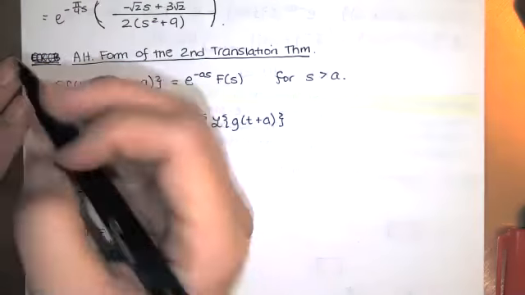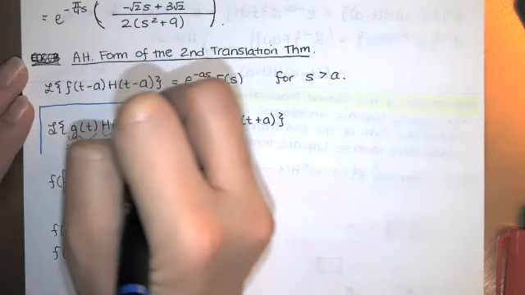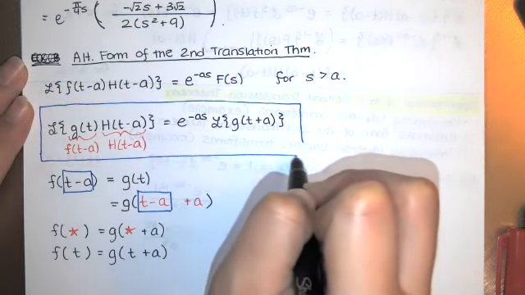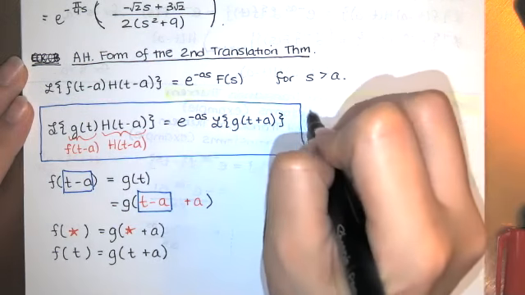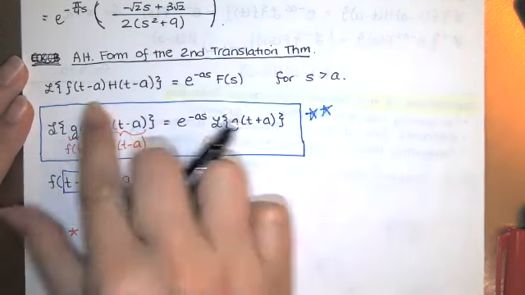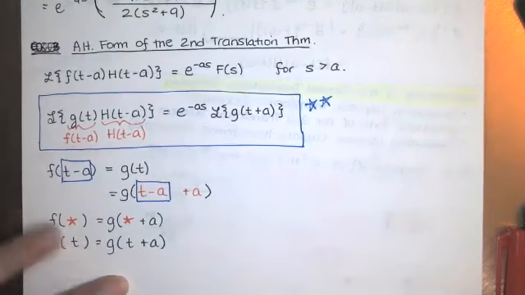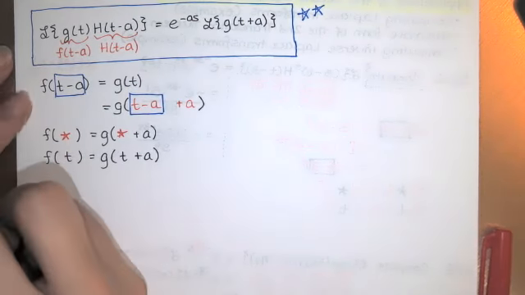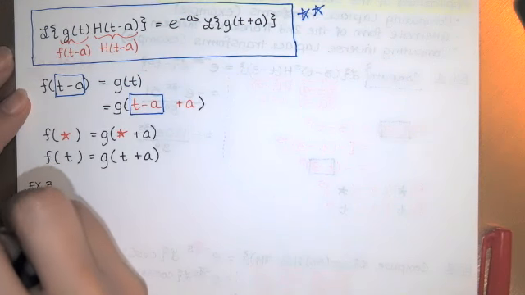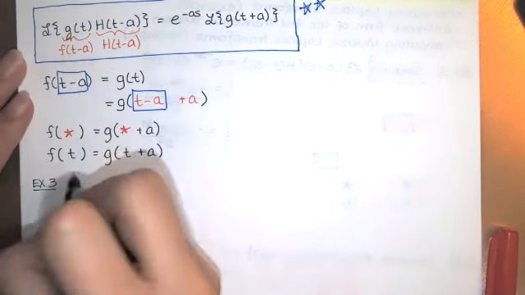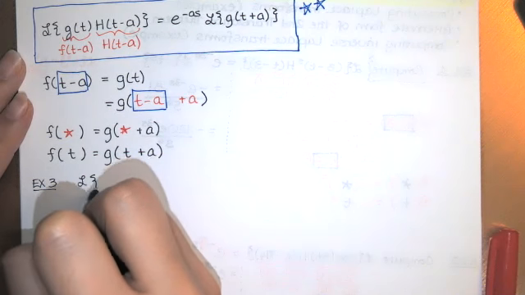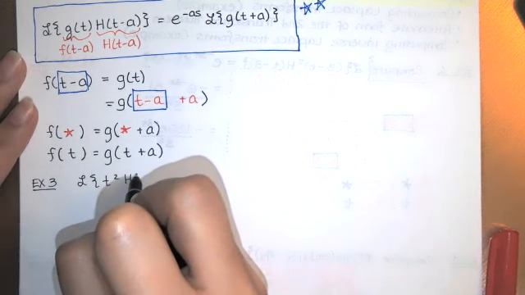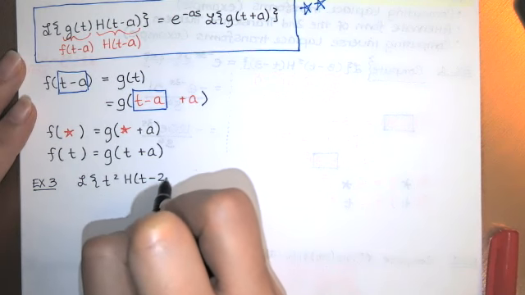So here is my second version, or my alternate version of the second translation theorem. You probably will use this one actually more than you use this one. And both of these are in your table. So now let's do one more example. So let's say you've got t squared, and you're multiplying that by the Heaviside function at t minus 2.